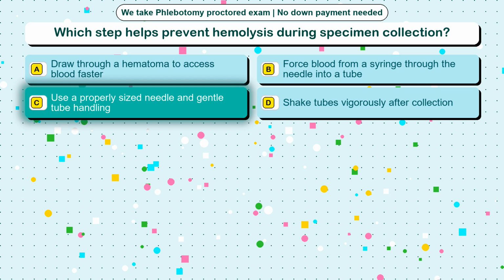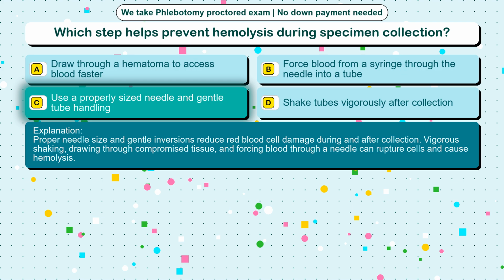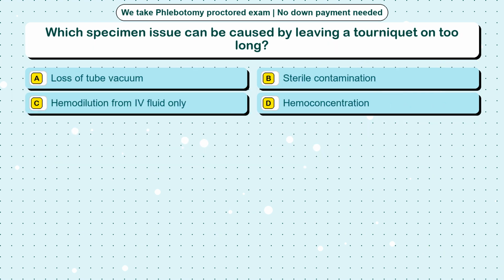The correct answer is option C. Use a properly sized needle and gentle tube handling. Proper needle size and gentle inversions reduce red blood cell damage during and after collection. Vigorous shaking, drawing through compromised tissue, and forcing blood through a needle can rupture cells and cause hemolysis. Question 81.